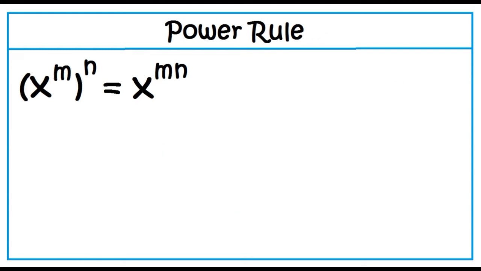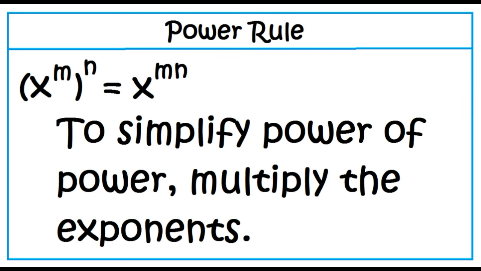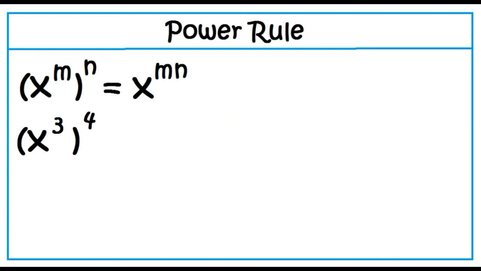The quantity x^m raised to the power of n equals x raised to the power of m times n. To simplify power of power, multiply the exponents. Example: the quantity x^3 raised to the power of 4 is just equal to x^(3 times 4), which is also equal to x^12.